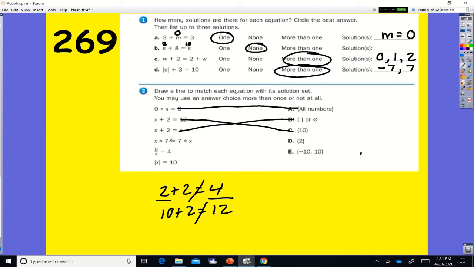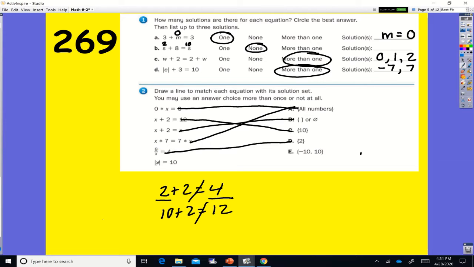Now, a number times 7 equals 7 times that number. Can I really do any number there? Because these, like we talked about up here, are going to have multiple solutions. So we're going to go to all numbers. Now, 8 divided by a number equals 4. Well, 8 divided by 2 equals 4, so that's going to go here.